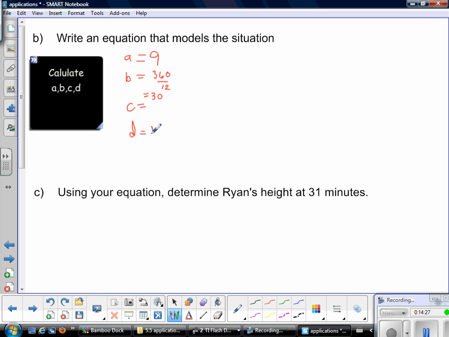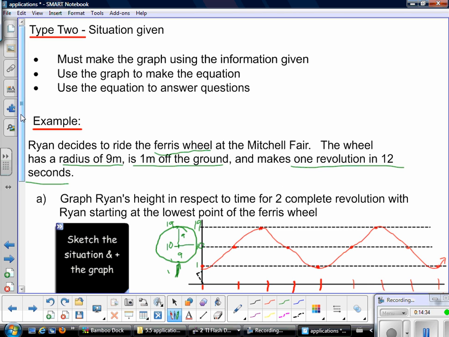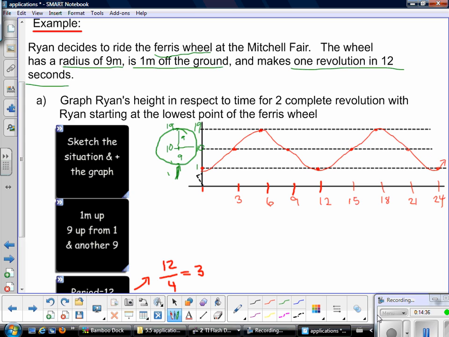And my C is my phase shift, and I have to determine whether I'm going to use sine or cos. So I'm going to stop the video because I'm running out of time, and we'll just finish this question up then.